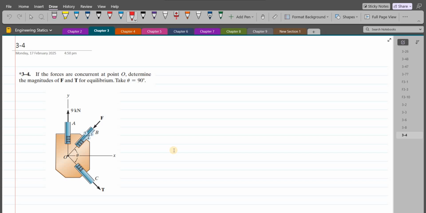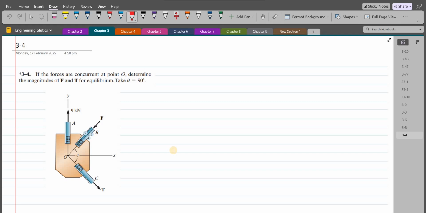In this video, we will solve problem 3-4 from R.C. Hibbeler Engineering Statics, 15th edition. According to this problem, if the forces are concurrent at point O, we have to determine the magnitudes of force F and T for equilibrium, and we have to consider theta as 90 degrees.